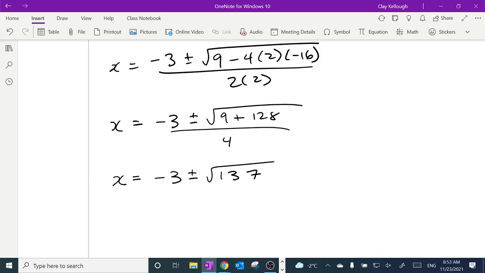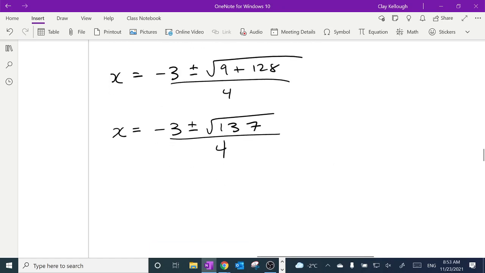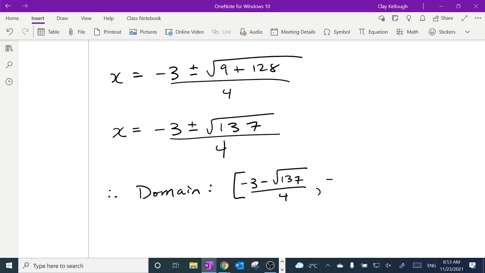Let me think about it. What could there be? No, there's no 49s. All the even ones can't be possible. So no, that's it. That's as simplified as that one's going to get. So therefore, the domain goes from the negative answer to the positive answer. Oops, and I wrote it wrong. And that's it. I like that problem.